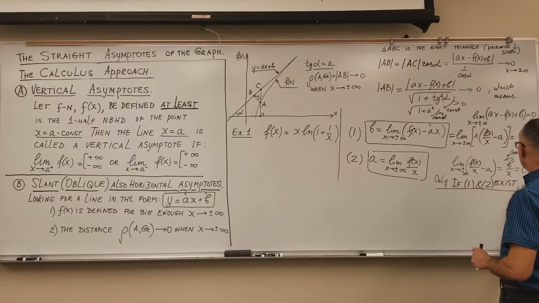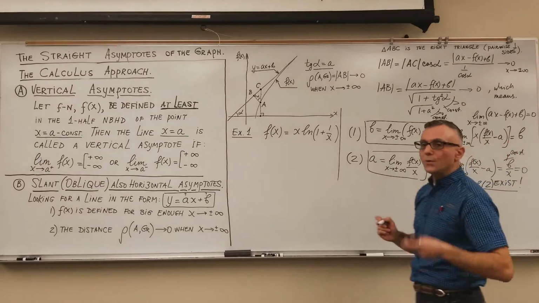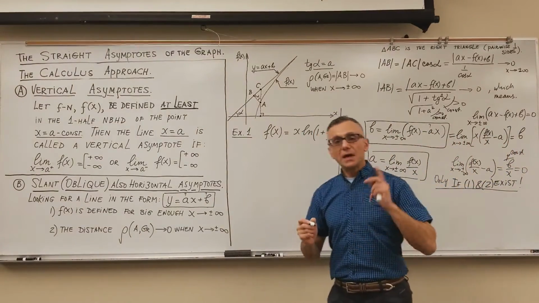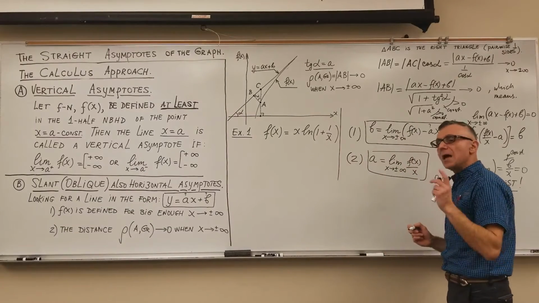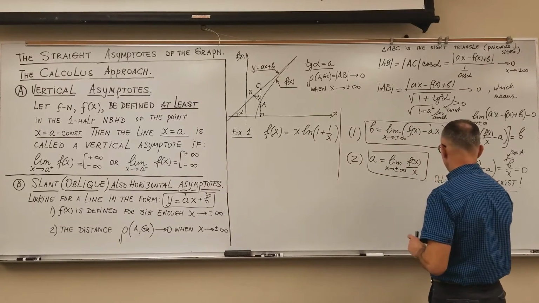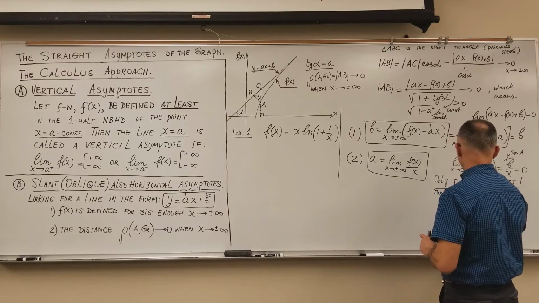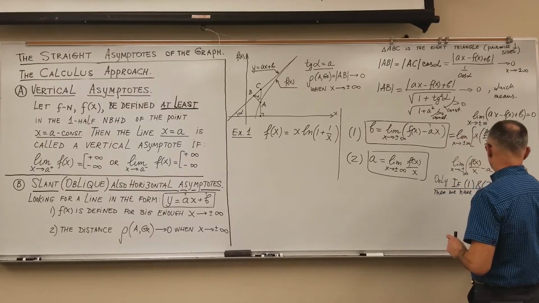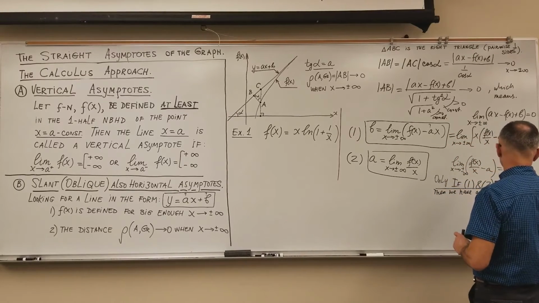That's very important, very important. If both limits exist, then we have a slant asymptote.